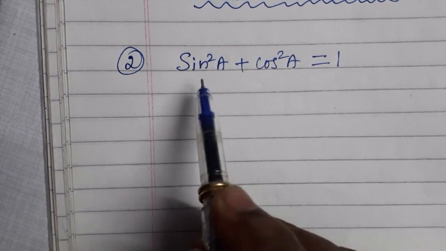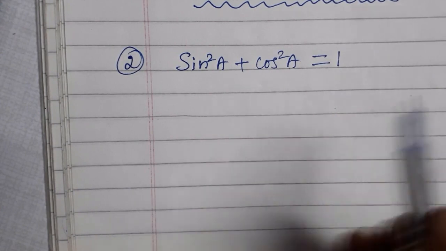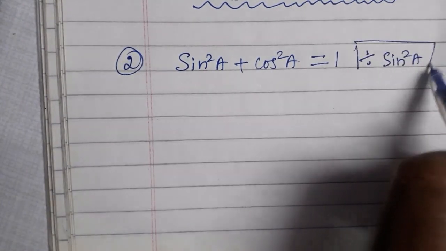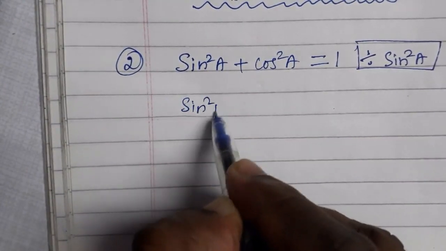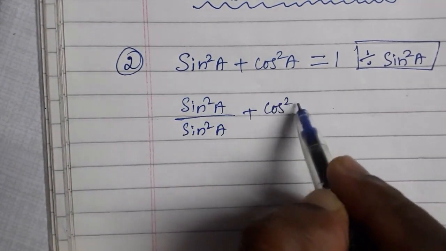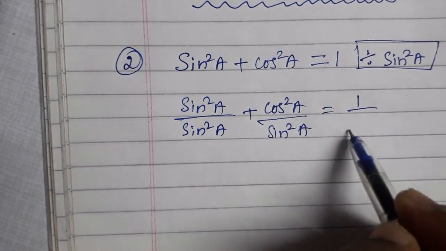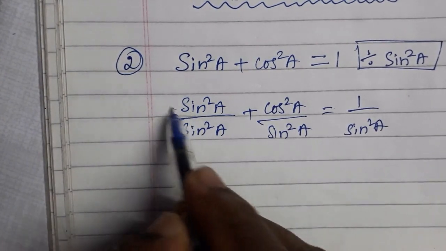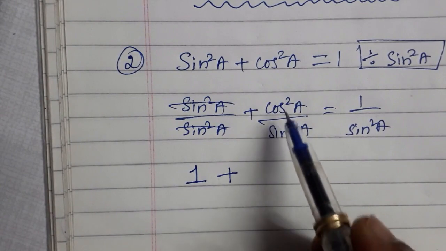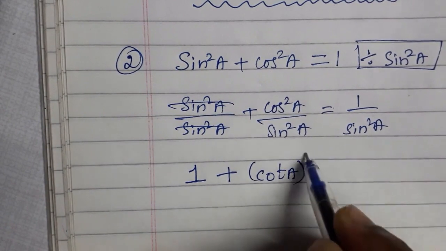We will obtain more identities using our basic identity sin square A plus cos square A is equal to 1. What I am doing, I am dividing this entire equation by sin square A. Now I will get sin square A by sin square A plus cos square A by sin square A is equal to 1 by sin square A. Here sin square A is cancelled. We know that from trigonometric ratios, cos by sin is cot. So therefore I can write cot A the whole square.